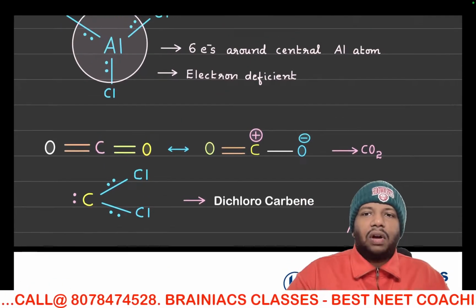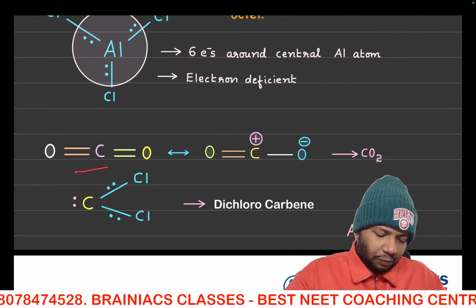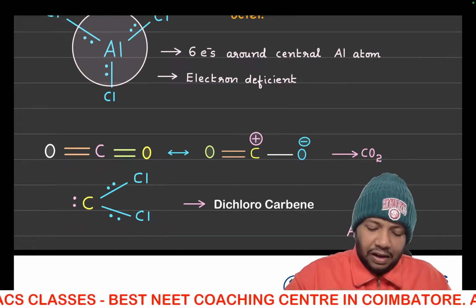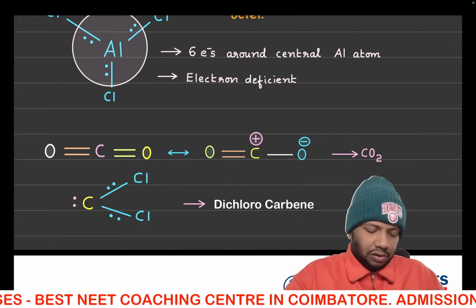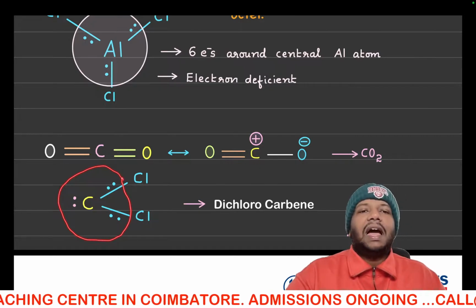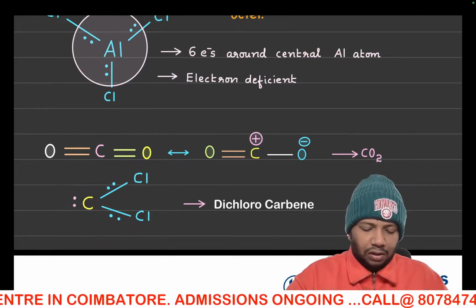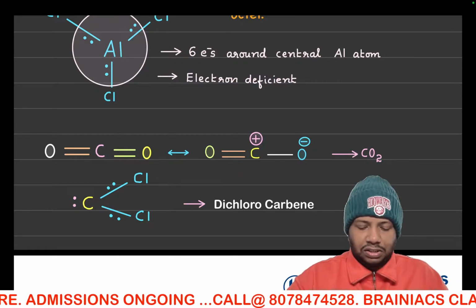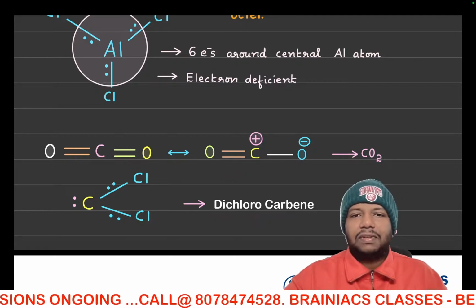Okay, so next we are going to see a very important electrophile called dichlorocarbene. This is a very famous electrophile in the Reimer-Tiemann reaction. In dichlorocarbene also, if you see the number of electrons around the carbon atom, a total of 6 electrons are present, so it needs 2 more electrons to complete the octet. So this is a very famous electrophile.